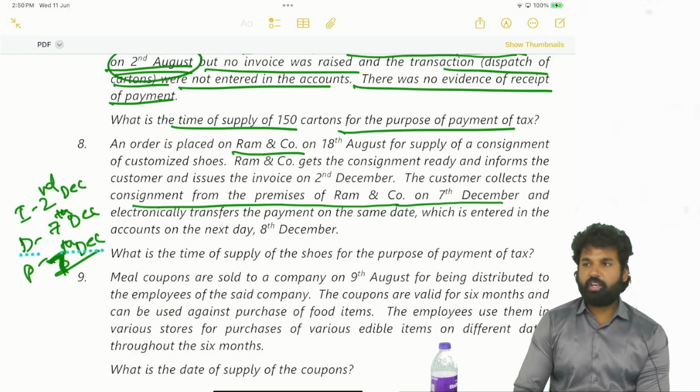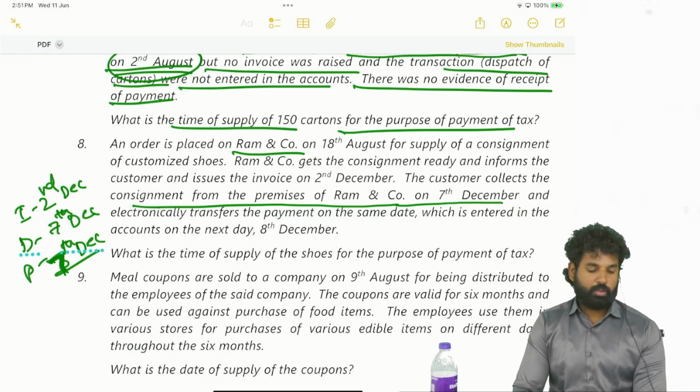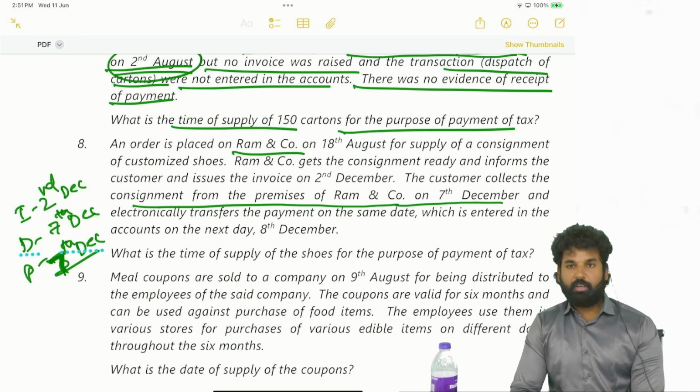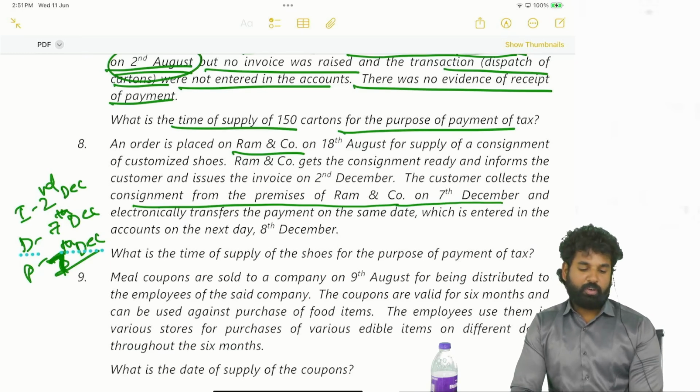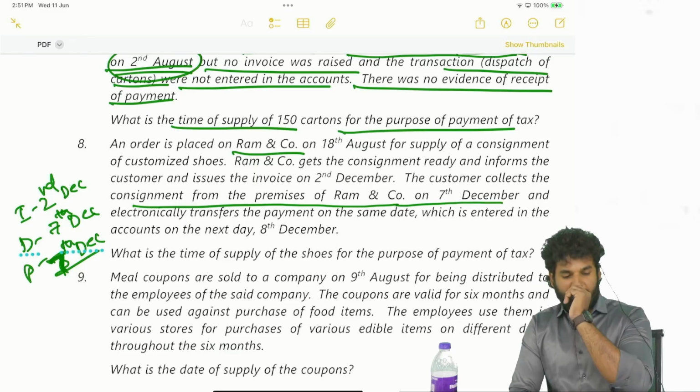So whichever is earlier will be the date of payment, which is 7th. So date of delivery is 7th December. Invoice shall be issued by 7th December, but issued on 2nd December. So invoice timely issued. So now tell me what is the provision? Which section will apply?